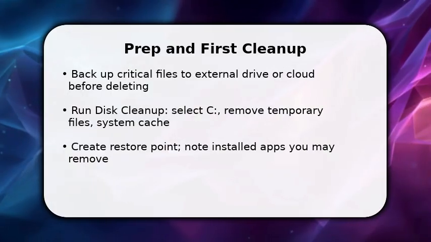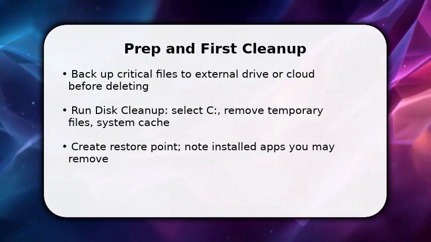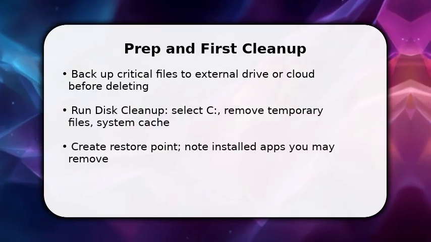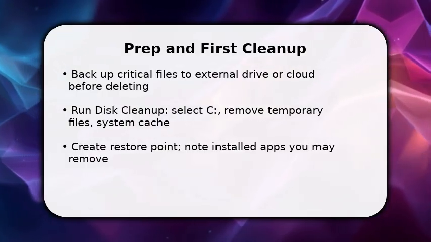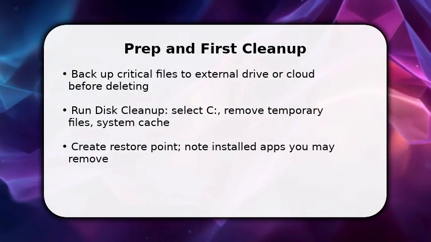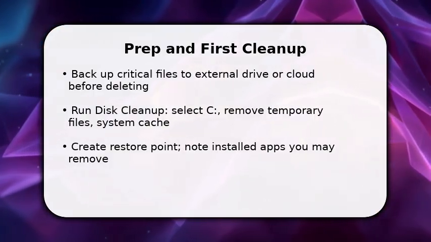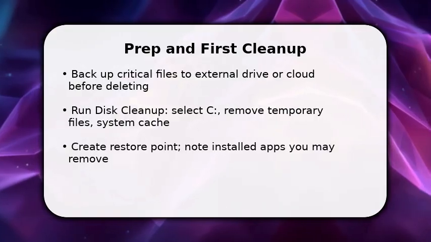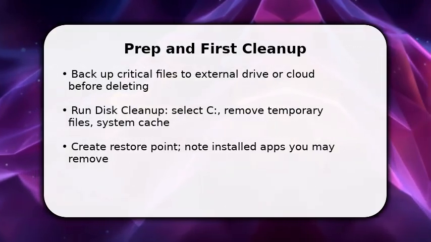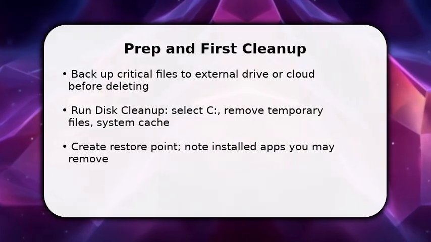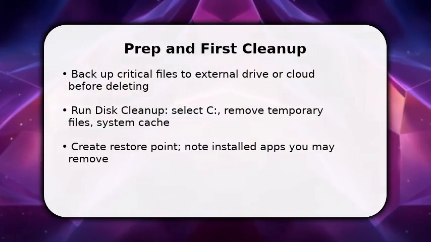You start by securing your data. Back up important folders to an external drive or cloud so you can delete freely. Once backed up, open Disk Cleanup for C, and choose System Files to remove temporary installer files, Windows Update Cleanup, and recycle bin contents. Make a restore point now so you can roll back if needed. Also, quickly list large installed apps you might remove later. This gives you a roadmap and prevents accidental deletions.